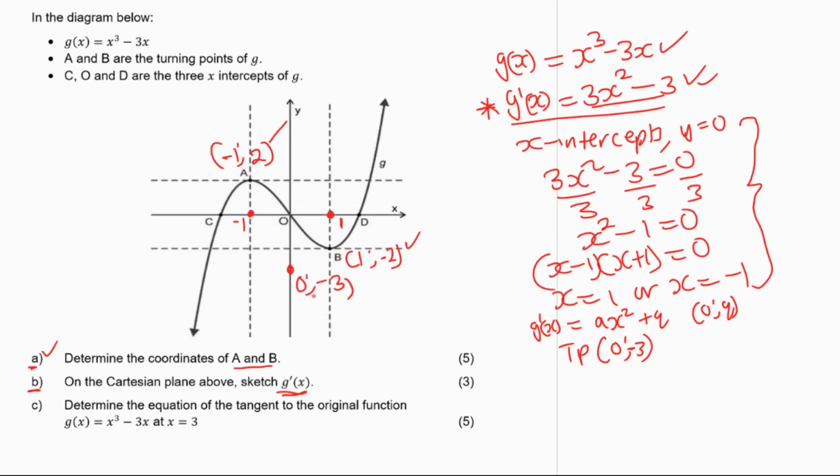The other thing we could have done, you know that the x-coordinate of the point of inflection of the original graph is equal to the x-coordinate of the turning point of the derivative graph. So the point of inflection is here at 0, the midpoint between negative 1 and 1. That's where the point of inflection is, which is 0, meaning that the x-coordinate of the turning point of the derivative graph also is 0. And then you can easily substitute your 0 into this function, and then we're going to get negative 3 for your y-coordinate of the turning point.